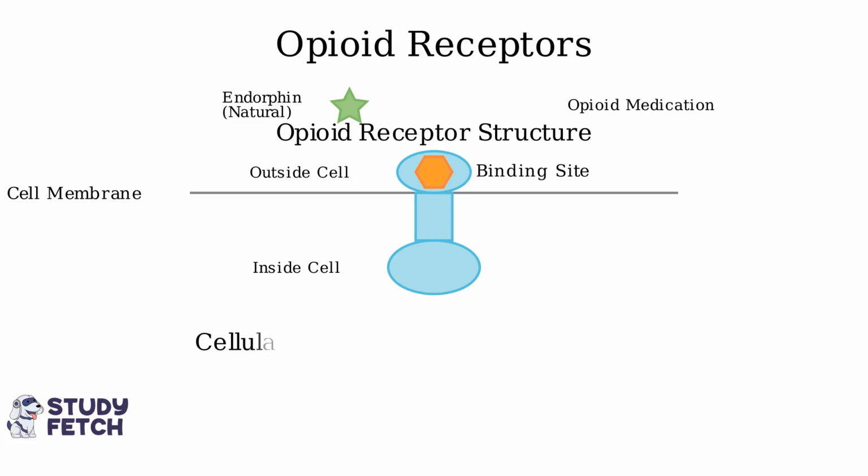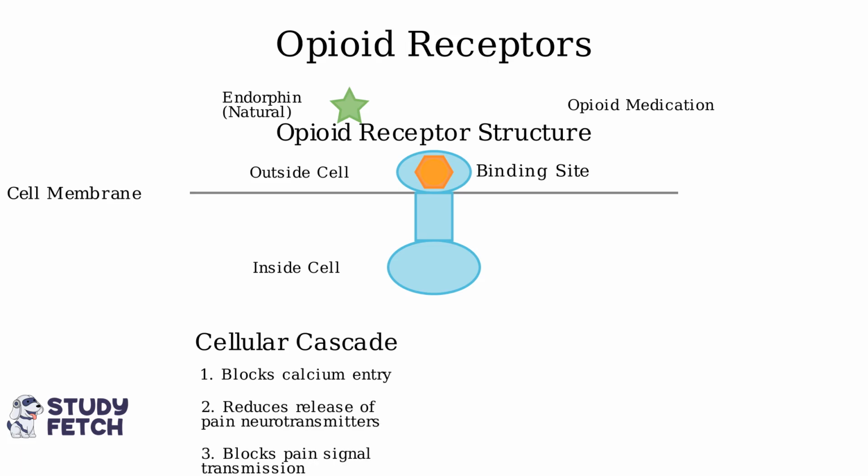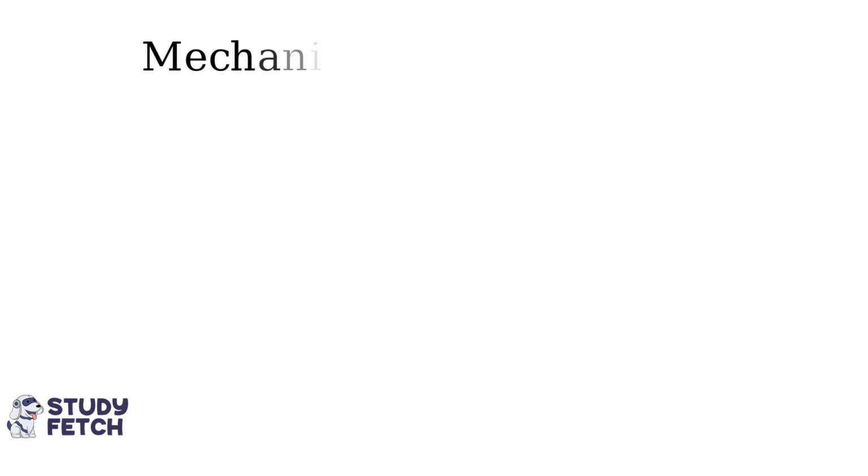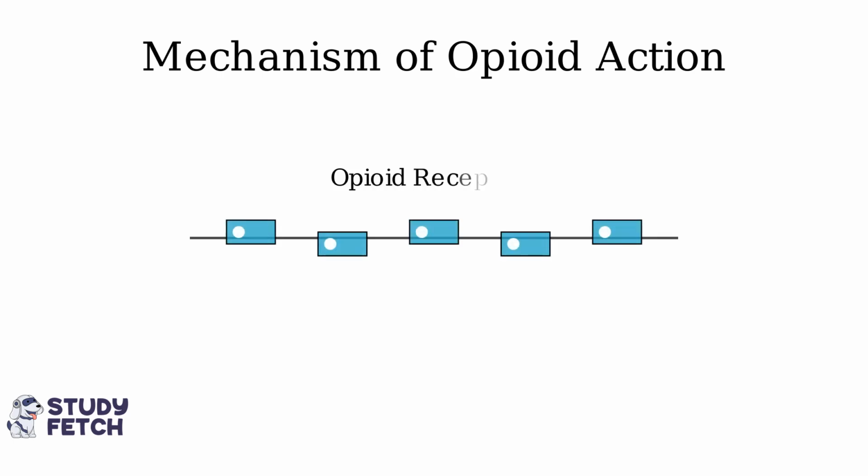When activated, these receptors initiate a cascade of cellular events. This includes blocking calcium channels, reducing the release of pain neurotransmitters, and ultimately blocking pain signal transmission. Now let's examine how opioids actually work in the body. When opioid medications enter the body, they bind to specific opioid receptors on nerve cells. These opioid molecules act like keys that fit perfectly into the receptor locks.